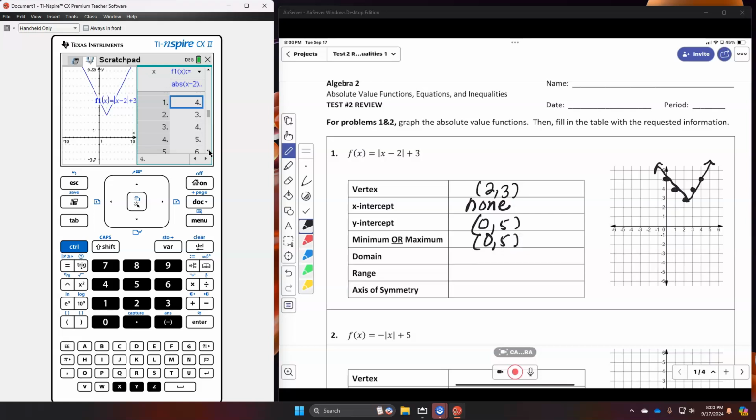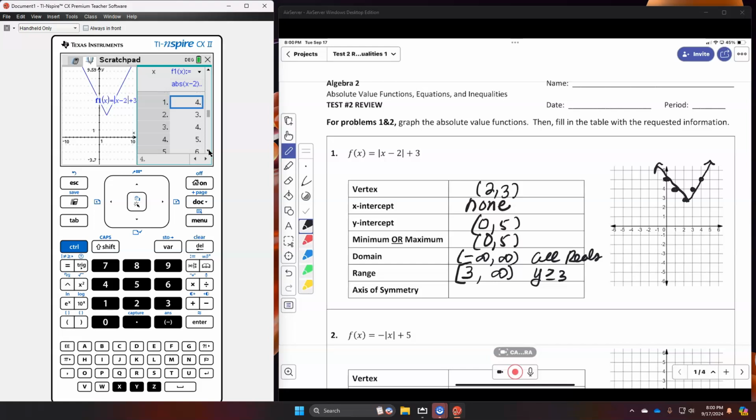The domain is going to be all real numbers, so it's negative infinity to positive infinity, or we say all reals. Let me write that better. I'm going to say all reals. And the range, the lowest y value is 3. The highest y value is infinity, or we say y is greater than or equal to 3.